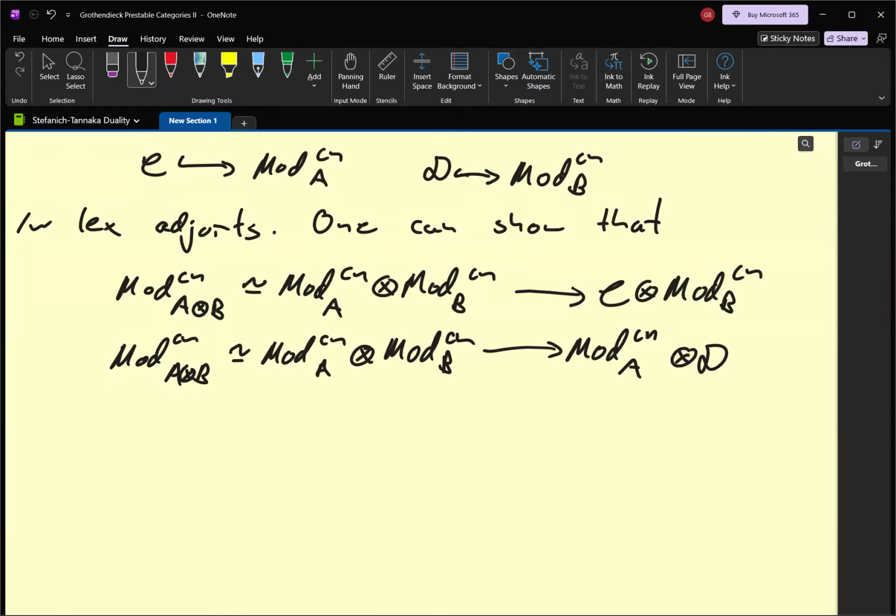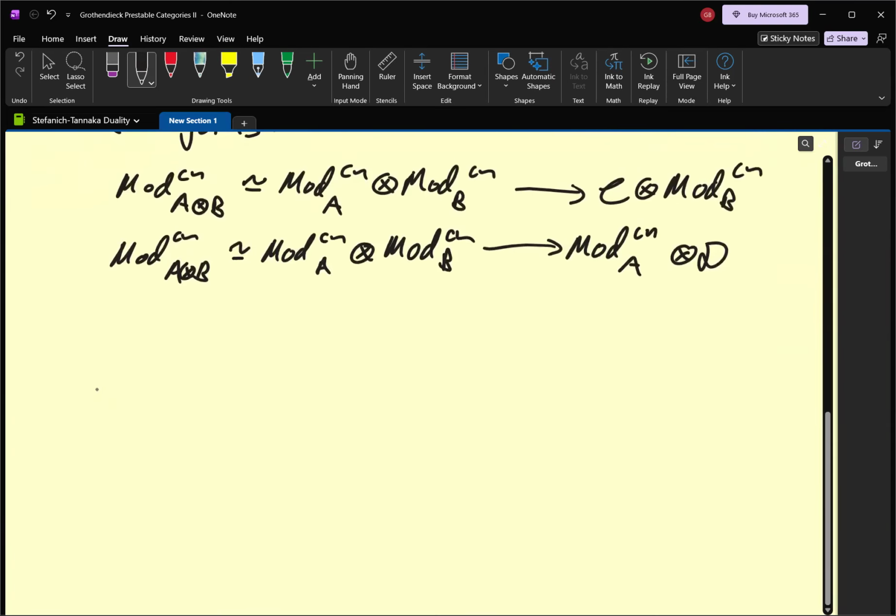We have these two maps, and these are again. Oh, this is bad. I'm sorry.